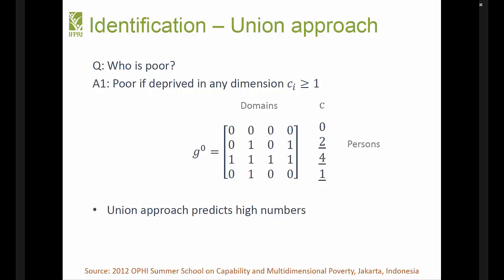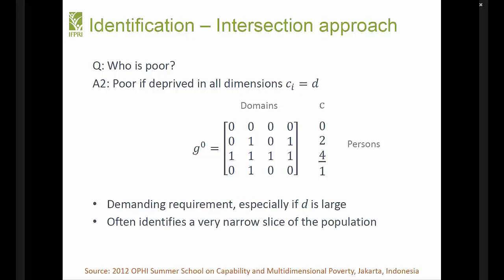So the alternative is the opposite, being very strict. You need to be deprived in all before you can be considered poor. In this case, only one person qualifies. This is what I mean when you say it's demanding, because if D is large and you need all of them to be poor in all of those domains, then it identifies a very narrow slice of the population.